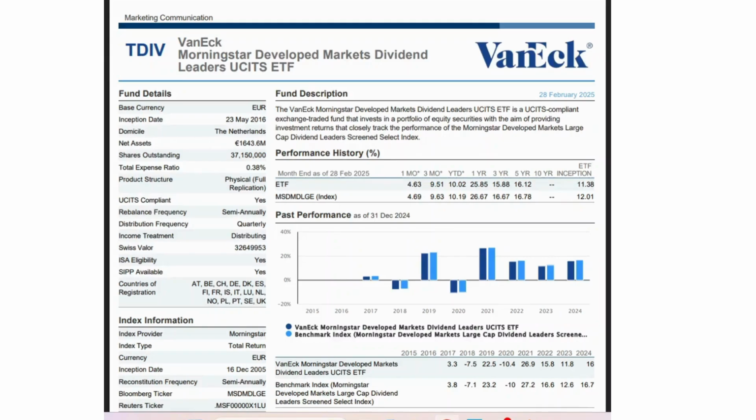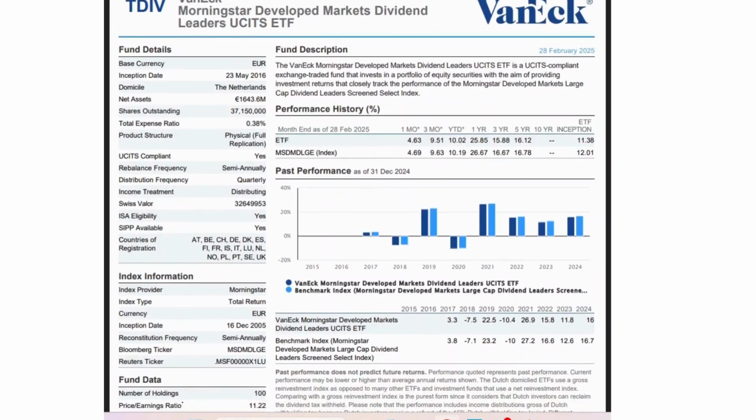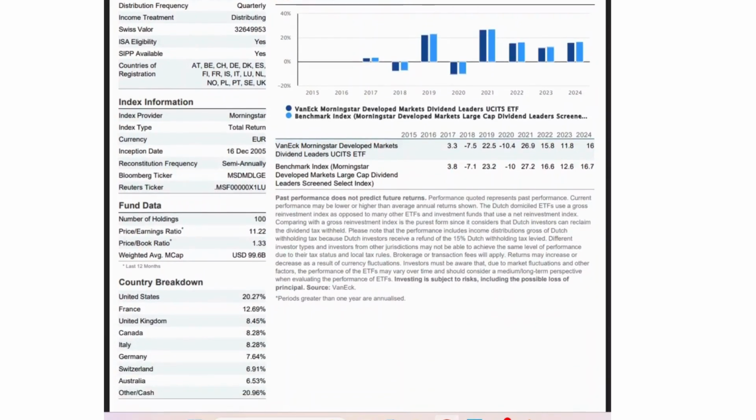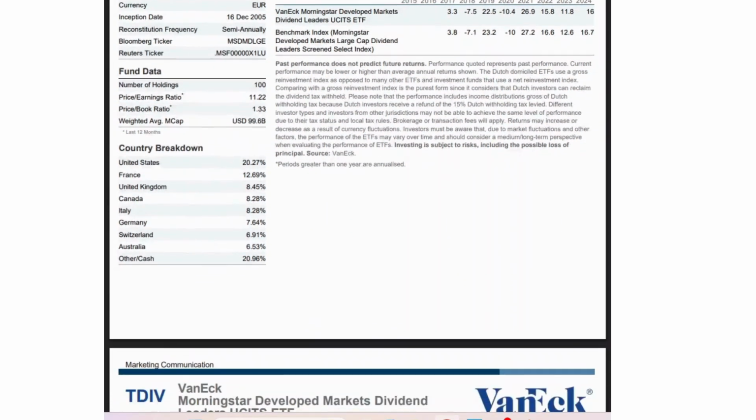Here's the VanEck Morningstar Developed Markets Dividend Leaders ETF in a bit more detail. So it's got 100 holdings, net assets of 1.6 billion. We've got the performance there, and we've got the PE ratio of the fund. It says 11.2, which is pretty low. So there's really good value potentially in this fund. And then the price to book ratio is 1.3, which again is pretty favorable. The country breakdown is US only 20% because the US doesn't have many companies that have a high dividend yield, and it's got quite a strong tilt towards Europe.